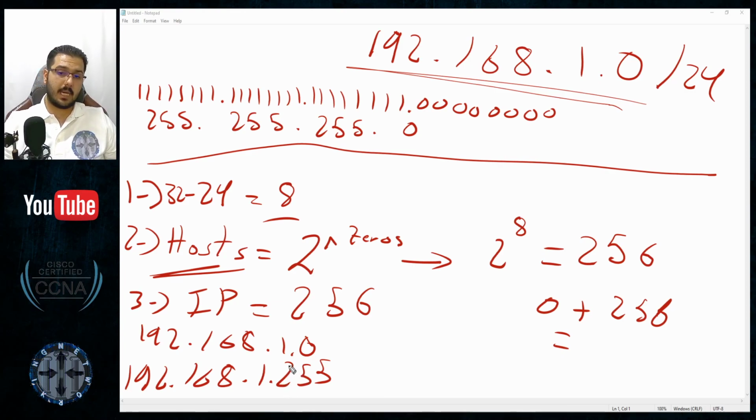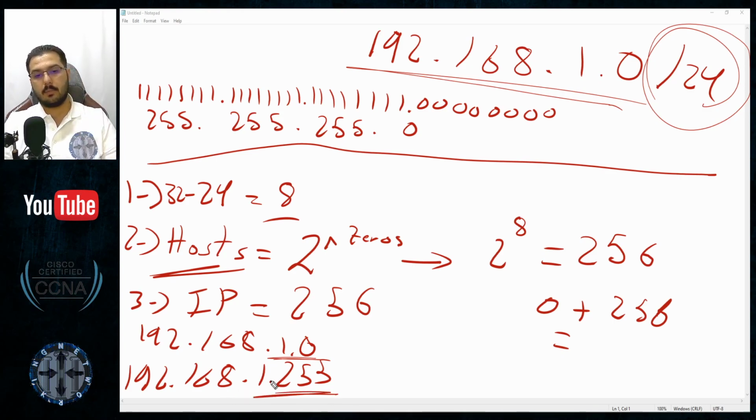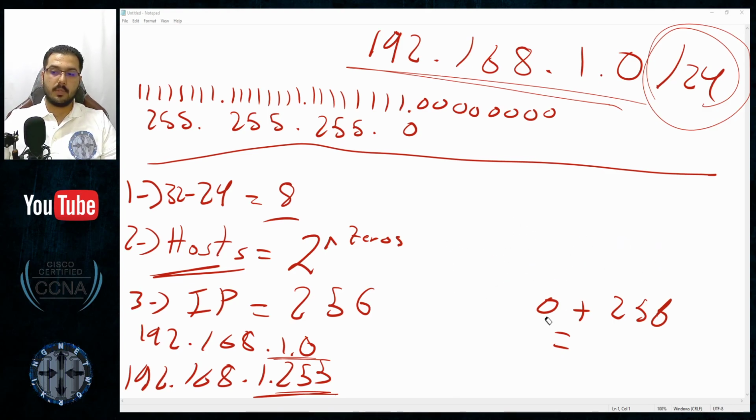But the idea is, I just knew from knowing the subnet mask value what was the very first IP address in this broadcast domain and what was the last IP address in that broadcast domain. Now let me tell you something extremely important. Both of these IP addresses, you will never use them. You will never use the first one, and you will never use the last one.